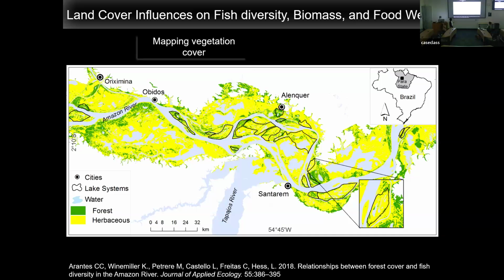So first, to address the questions and just to recap, to understand whether and how forest loss or land cover changes are affecting fish diversity, the biomass distributions of fish and aquatic food webs, our first task was to map the vegetation cover in this area using remote sensing techniques. And here I'd like to highlight the collaboration with my collaborator, Laura Hess from UC Santa Barbara. And this figure shows the result of this map. So in yellow, we can see the predominant vegetation in the region, herbaceous. And in green, only 13% of forest remain.